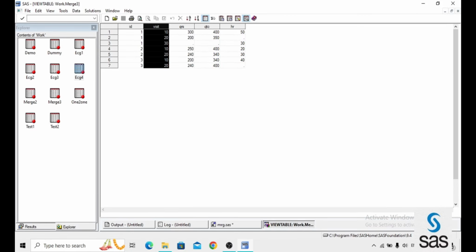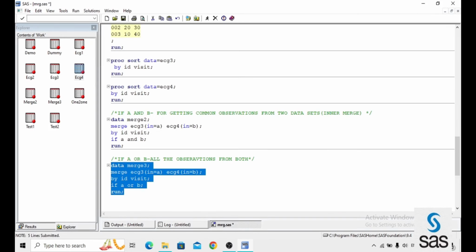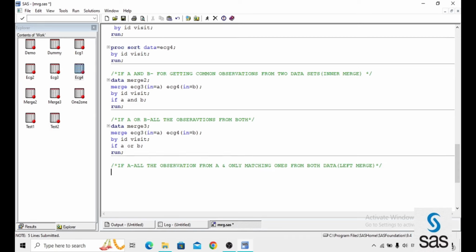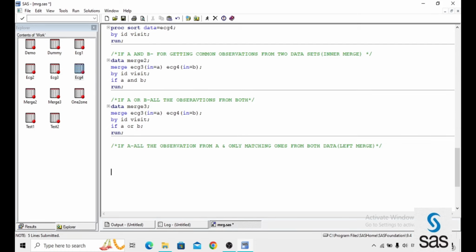This is if A or B. It means all the observations from the two data sets. And the next one, if A. If A means all the observations from A, whatever you mention in equals to A, that will be A, and only matching ones from the B. It means from both, we also call it a left merge here. Keep in mind, this is an important one. Left merge, inner merge, 1 to 1. Okay. Then how will it be?